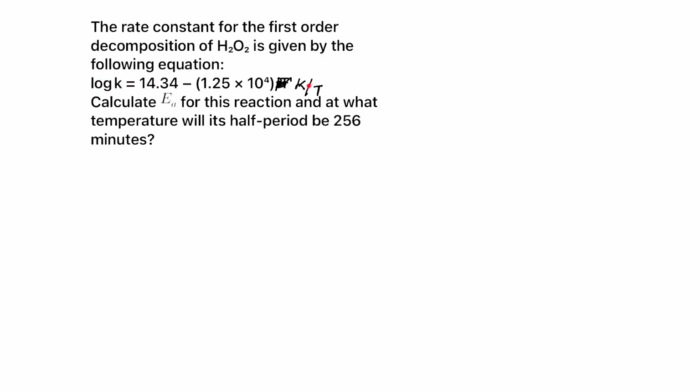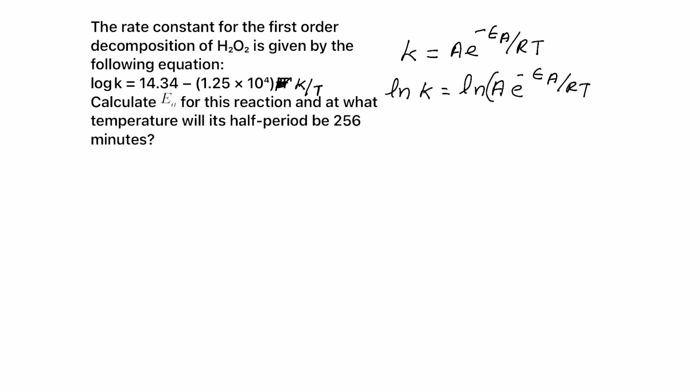While seeing this equation, what are you understanding? You have to understand it is the log form of the Arrhenius equation. What is the Arrhenius equation? K is equal to A e raised to minus Ea by RT. Correct? Take log on both sides. ln K is equal to ln of A e raised to minus Ea by RT. Now you have to use the log rule.